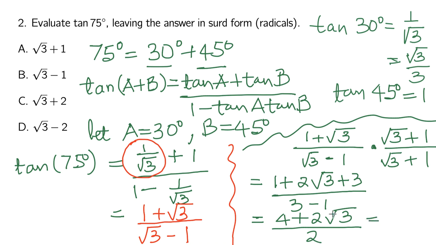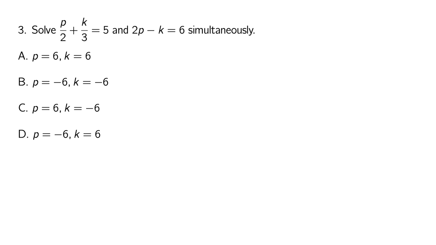What does that give us? We have 4 over 2, which is 2. And then we have 2 root 3 over 2, which is root 3. So that's our result, 2 plus the square root of 3. And looking at the options, that's the same as this one. In a problem like this, you may want to check with your calculator as well, just to verify that you're on the right track. All right, so we go to the next question.